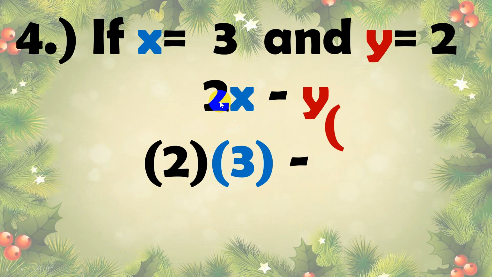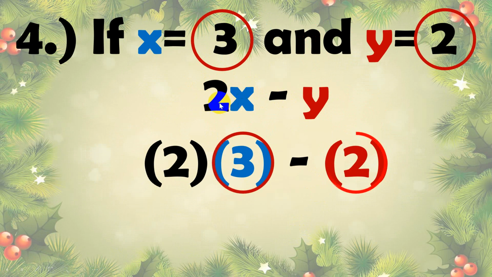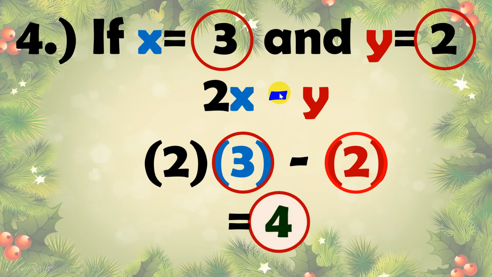All right. So 2x means 2 times x. You have to remember that when a constant and a variable are beside each other, the invisible operation is always multiplication. And this symbol here is minus. Therefore, let's solve for 2x. 2x, your x is 3. Therefore, we have 2 times 3.